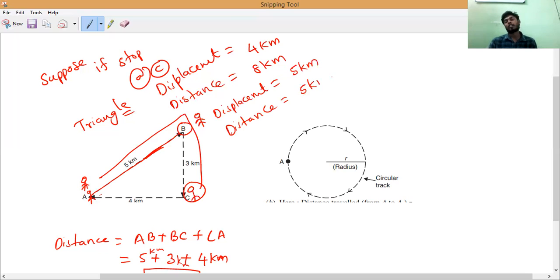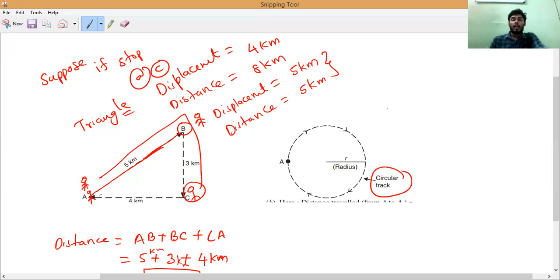So that is what you have to remember. In some cases, distance will become displacement; both will become equal. Yes or no, guys? Will you accept that? Yes, sir. So that is what you have to understand. Next, the circle will come, if it is a circular trace.